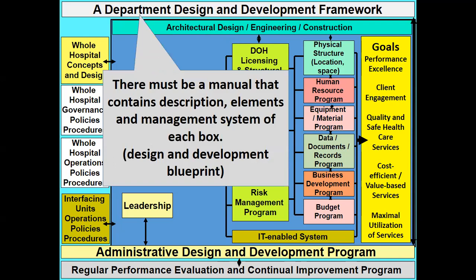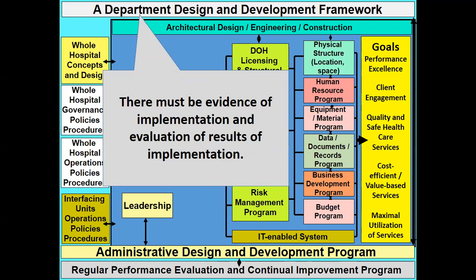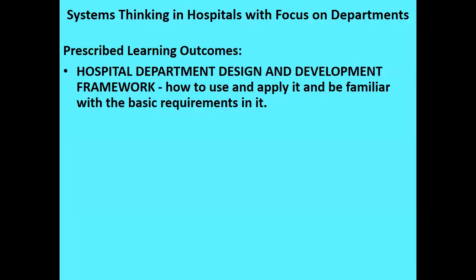To fully develop this framework, there must be a manual that contains the description, elements, and management systems of each box, and the so-called design and development blueprint. And after the design and development blueprint has been done, there must be evidence of implementation and evaluation of the results of the implementation. I shall now discuss the hospital department design and development framework, how to use it, how to apply it, and be familiar with the basic requirements in it.